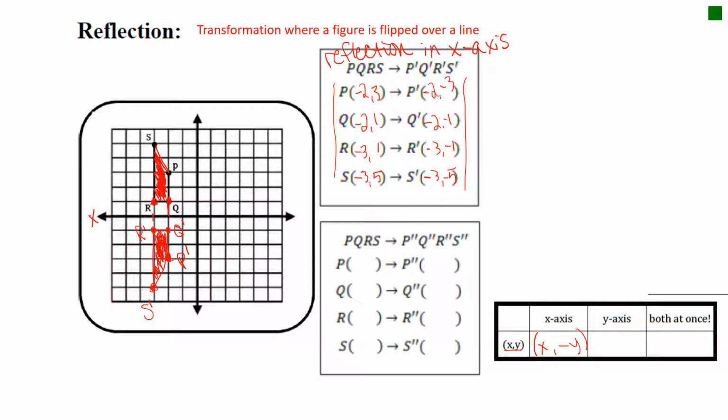So let's try a reflection in the y-axis. Reflection, and this will be your second box, in the y-axis. And remember, the y-axis is the vertical line. That's our y-axis.